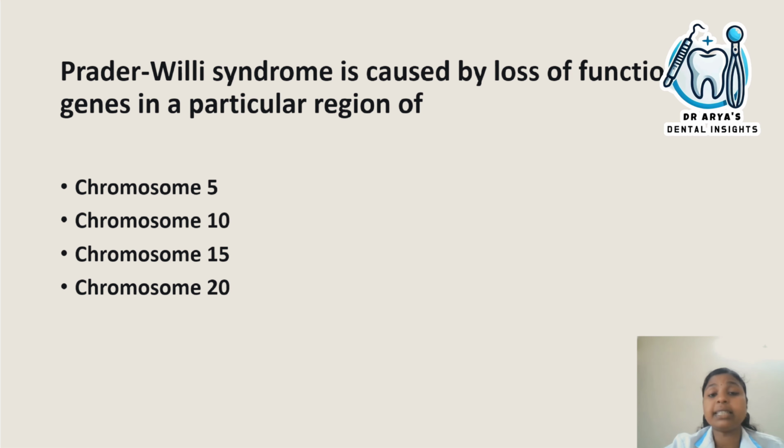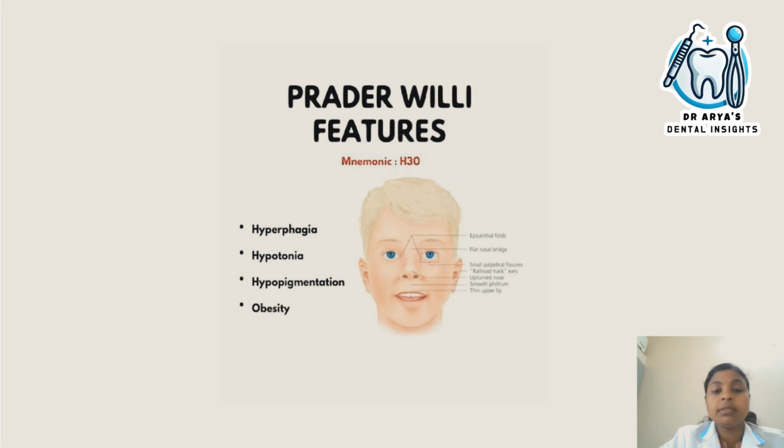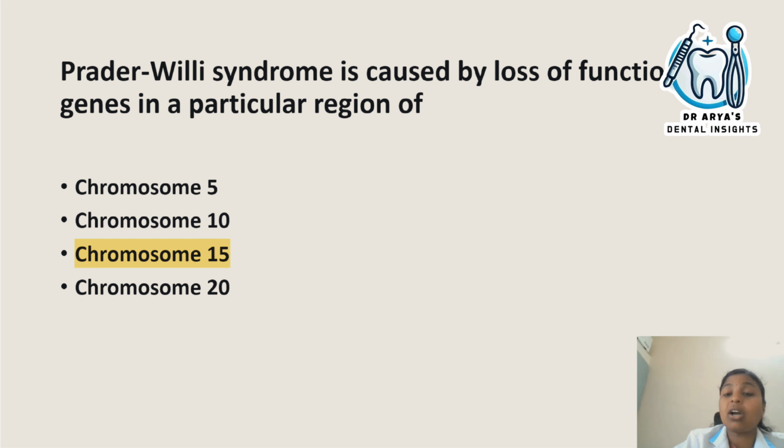Next question, Prader-Willi syndrome is caused by loss of function of genes in a particular region of chromosome number 5, 10, 15, or 20. What is Prader-Willi syndrome? The Prader-Willi features mnemonic is H3O. What is H3O? Hyperphagia, hypotonia and hypopigmentation are the three features of this Prader-Willi syndrome, and also obesity. So these are the Prader-Willi features, and also railroad track ears are a feature of this Prader-Willi syndrome. And it is caused by loss of function of genes in a particular region of chromosome number 15.